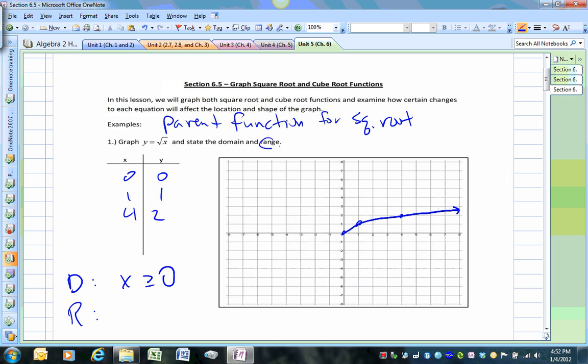The range, which I haven't really talked much about, represents the y values that come out. So just by looking at the graph, we see that no y values go less than 0. So the range will be y greater than or equal to 0. Because if you square root something, the answer is always going to come out positive or 0. So you can never have the square root of something be negative, unless you had a negative out in front. And just by looking at the graph, we see for ourselves that the graph's always rising, it's never dropping.